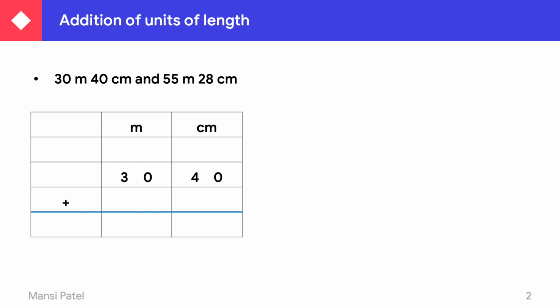Then again, how many meters are there? 55 meters are there, so write down 55. And how many centimeter are there? 28 centimeter are there, so write down 28. Now you have to do the addition. The addition of 0 and 8: 0 plus 8, 8, and 4 plus 2, 6. So we can say 68 centimeter.